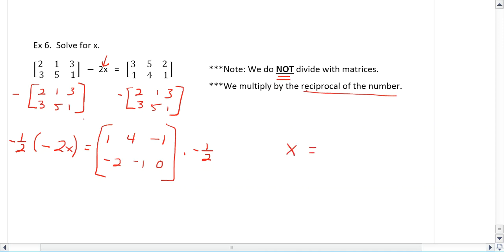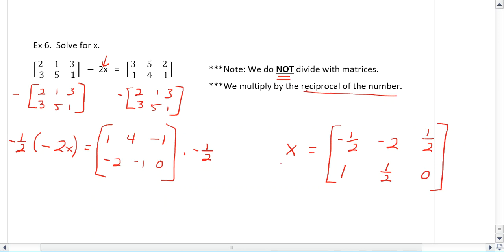And now if we multiply every element in this matrix by negative 1/2, by the way, you can have fractions in your matrices, and you will when we do these on the calculator also. So 1 times negative a half is negative 1/2. 4 times negative a half is negative 2. Negative times negative is positive 1/2. Negative 2 times negative 1/2 is 1. Negative times negative again is positive, and 0 times anything is 0. So this is solved for x now.